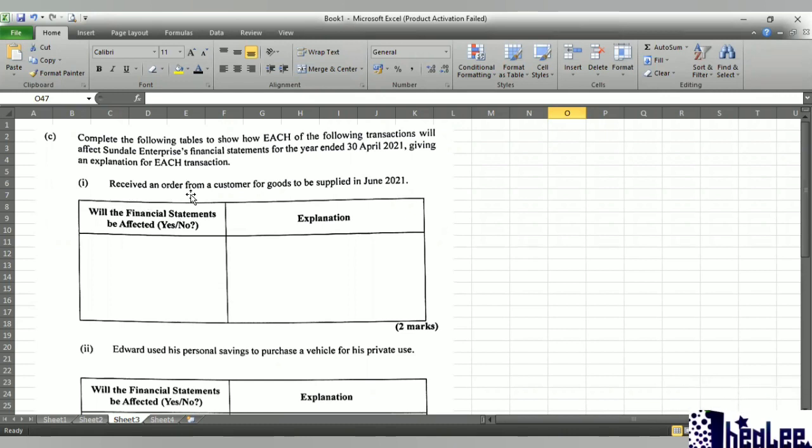The first one, read, receive an order from a customer for goods to be supplied in June 2021. Remember, we are in April. Will this item affect the financial statements in April, yes or no? And the response there is no. Why? What would be your explanation? The thing is, this is just an order that was placed. No transaction took place there. So therefore, because no transaction took place, the income statement nor the balance sheet, the financial statements basically, will not be affected. When this transaction takes place, which means that when the order is sent out to the customer, then there is a transaction, and that is the time you will be recording that in the financial statements.